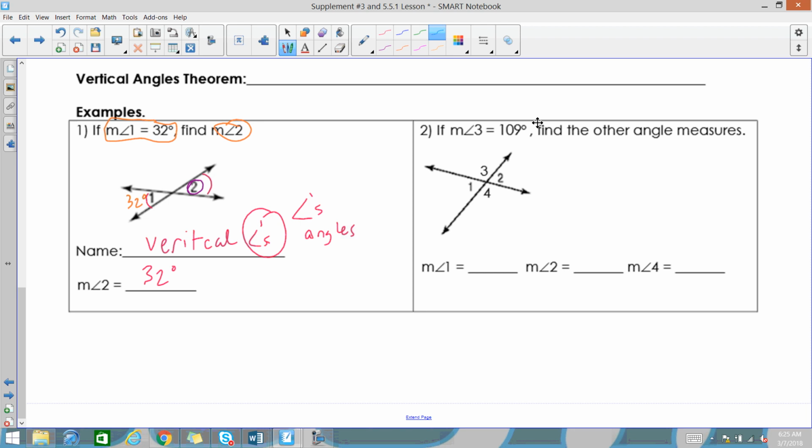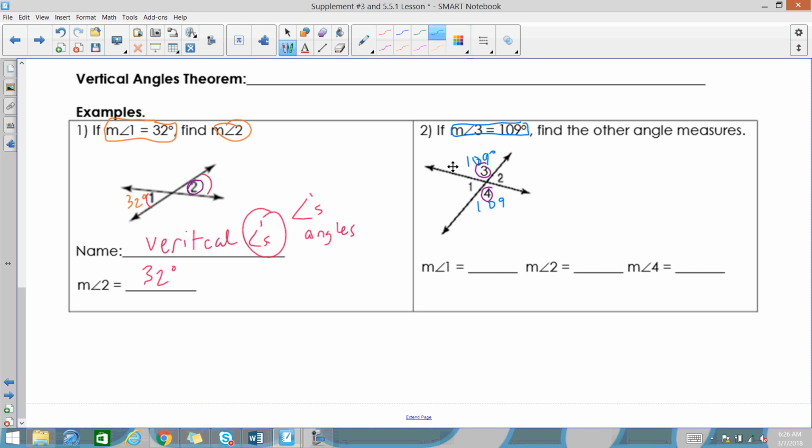Number 2 says, if the measure of angle 3 is 109 degrees, find the other angle measures. So any other angle in our problem, we have to find it. We've got angle 3, which is 109 degrees. I have angles 1, 2, and 4 left to go. Since we just talked about vertical angles, think: they gave us angle 3 is 109 degrees, so what's angle 3's vertical angle? You should be saying to yourself, it's angle 4. It's across from it. So 109 is going to be the measure of angle 4.